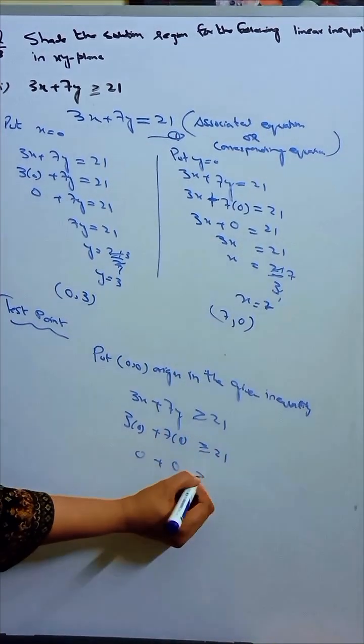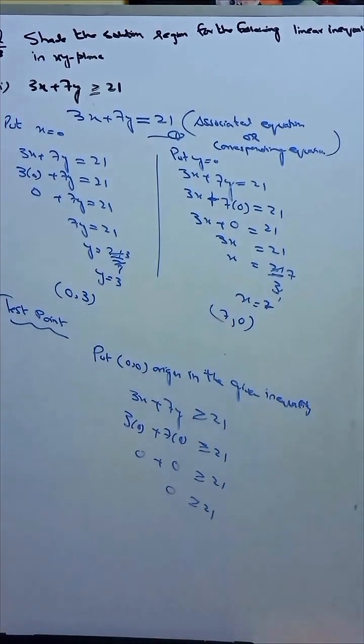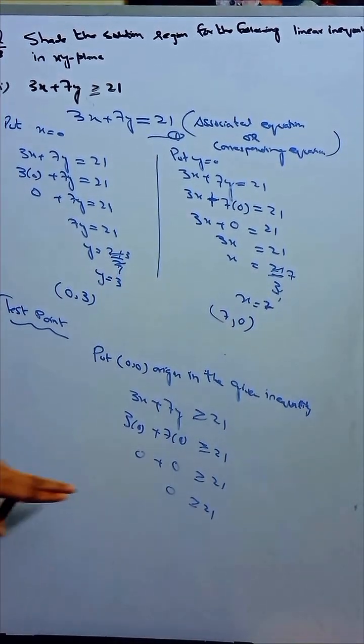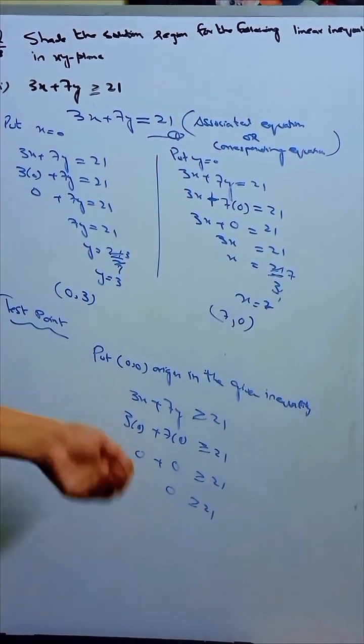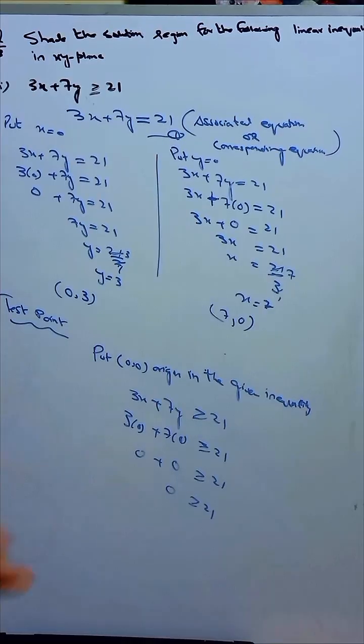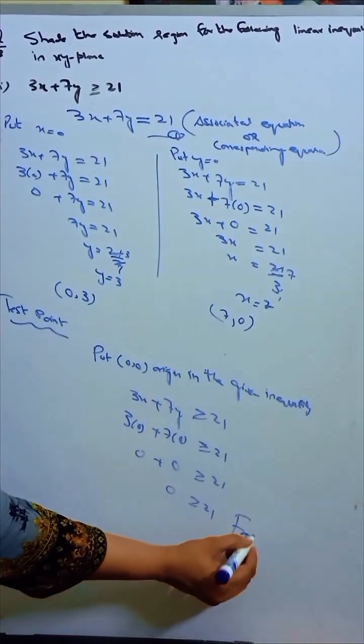Now put x as 0 and y as 0: 3 times 0 plus 7 times 0 is greater than 21. 0 plus 0 is greater than 21. 0 is greater than 21. Is this true or false? Is 0 greater than 21? Think about it. Yes, it is not possible. 0 is always less than 21. This is not greater than 21. In that condition, this inequality is false.